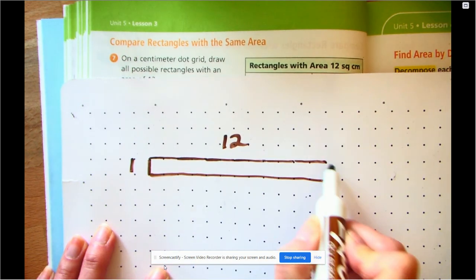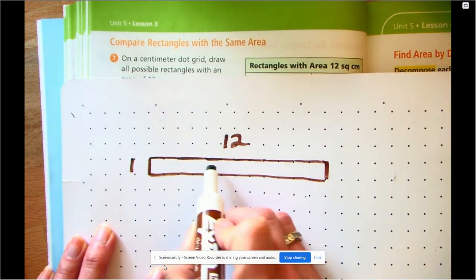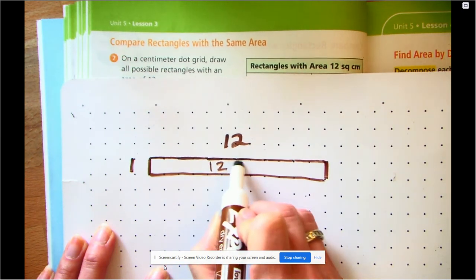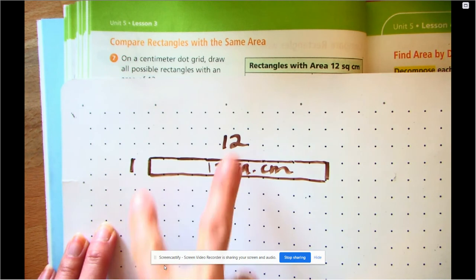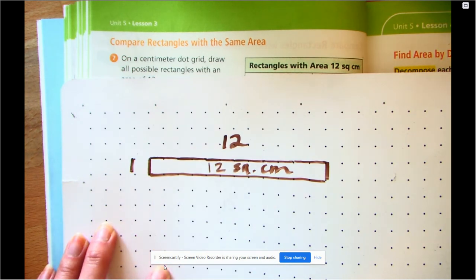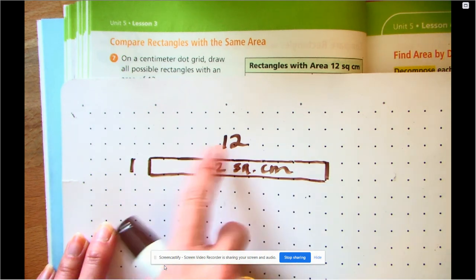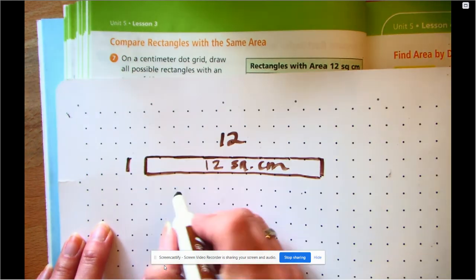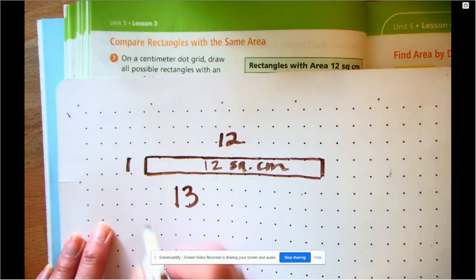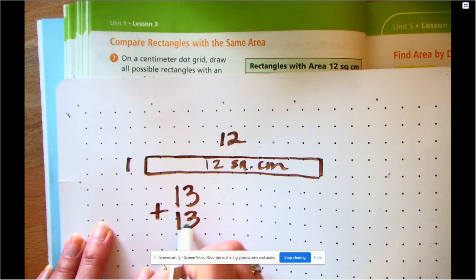I know when I multiply them together that my inside is going to be 12 square centimeters, because that's the area on the inside when I multiply. But what would my perimeter be? If I know the opposite sides are the same, right? Add these together. It's 13. And then double that. That means add another 13 to it.